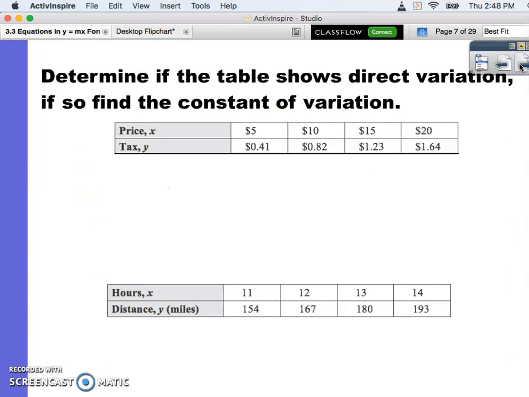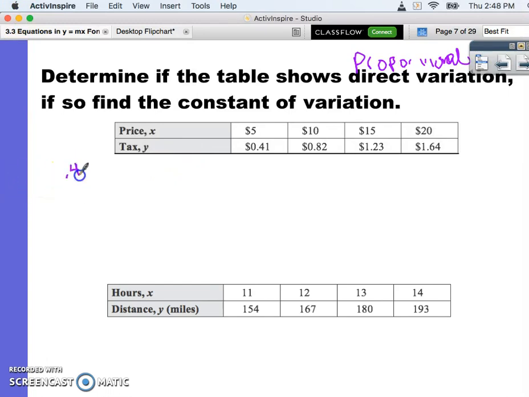First we're going to do a few where we need to determine if the table shows direct variation. All that means is, is it proportional? So what we have to do is figure out if it has a constant ratio. If it does, we take our y and divide it by our x.